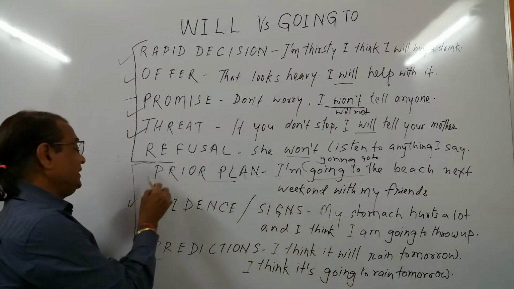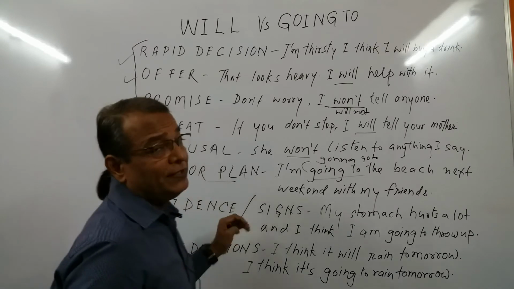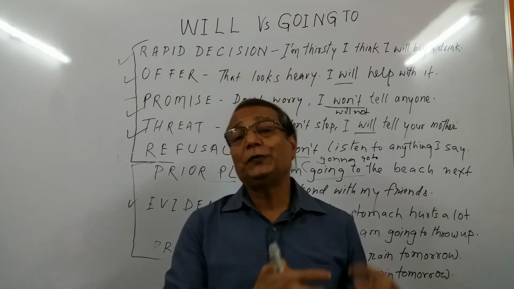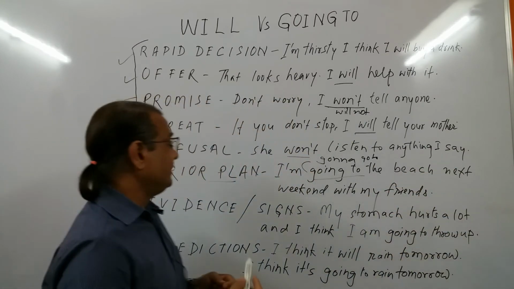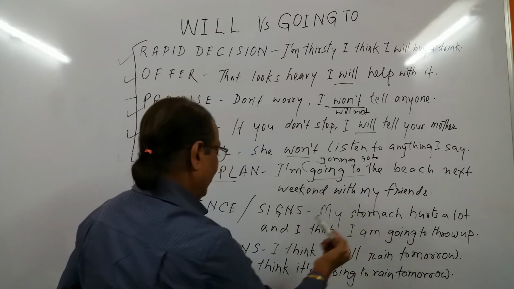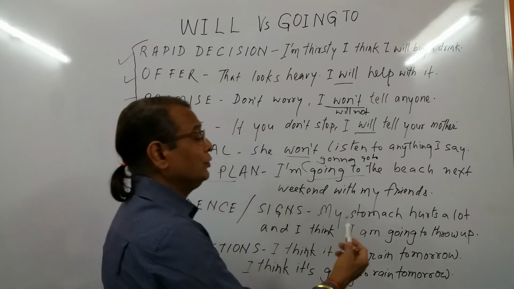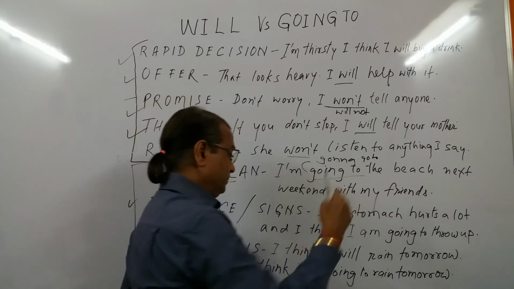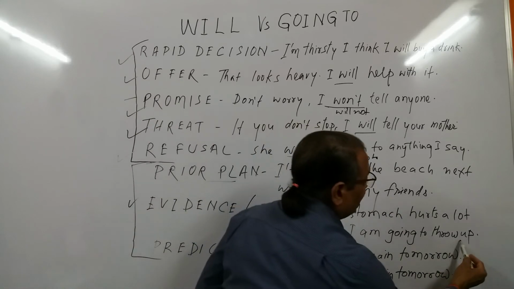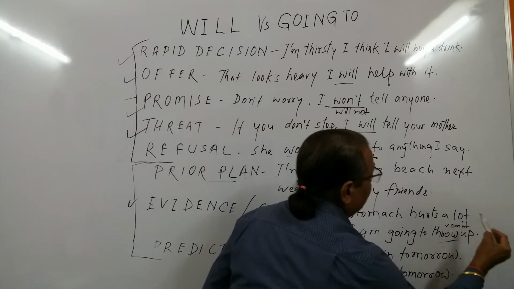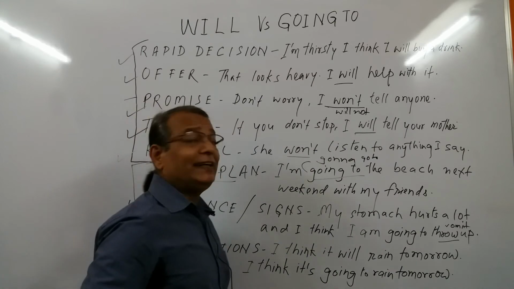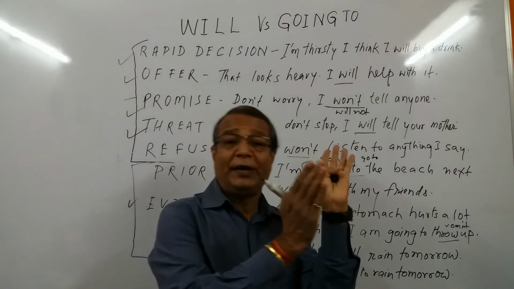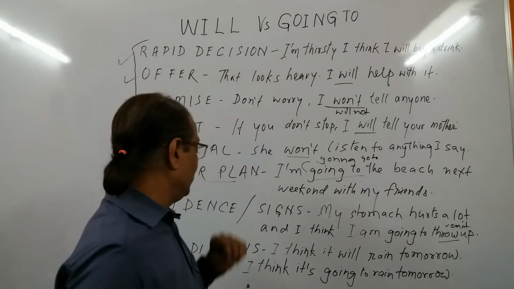The second situation is evidence and signs. When some sort of evidence or sign is there, then also you can use going to. Sentence example is, my stomach hurts a lot and I think I'm going to throw up. Throw up means vomit, V-O-M-I-T. So what is the sign? The sign is that your stomach hurts a lot and then you say I'm going to throw up. So when you have some evidence or sign, we use going to.